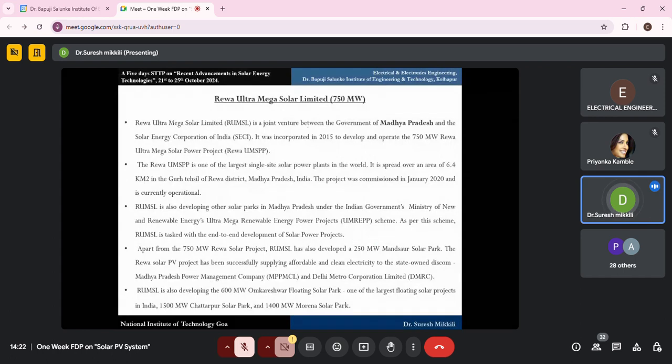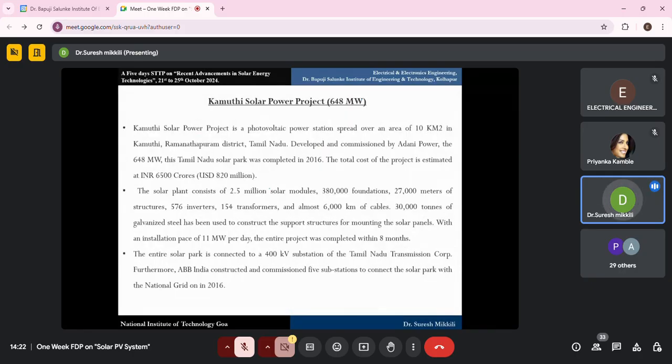Okay. Next, the Rewa mega power plant is there, which is in Madhya Pradesh. This is also 750 megawatts. Okay. They are also in collaboration with Solar Energy Corporation of India. They have started, and it is expanded over 6.4 square kilometers. Okay. Similarly, we have Kamuthi also. It is in Tamil Nadu, 650 megawatts, and approximately 10 square kilometers expanded.